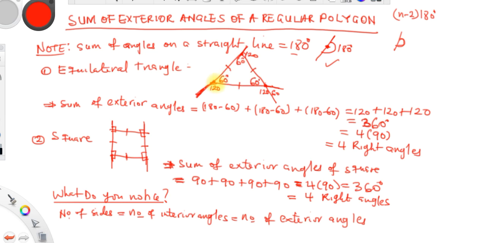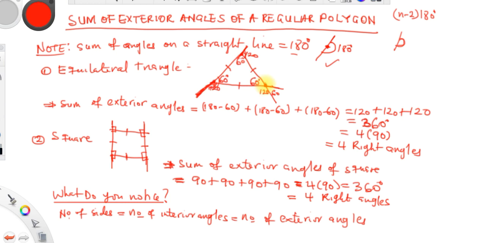If you want to find the exterior angle, then you have to extend this line. So this is the exterior angle. The interior angle and the exterior angle must give you 180. So if this interior angle is 60, then the exterior angle here is 120 degrees. The same way, if you extend this, the interior angle is 60 degrees, and the exterior angle will give you 120.